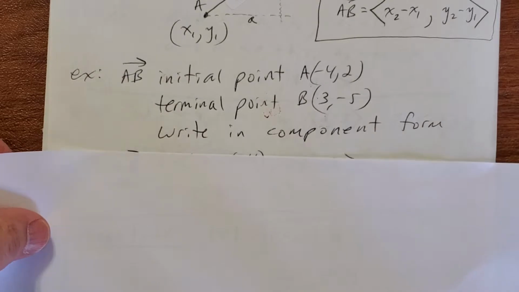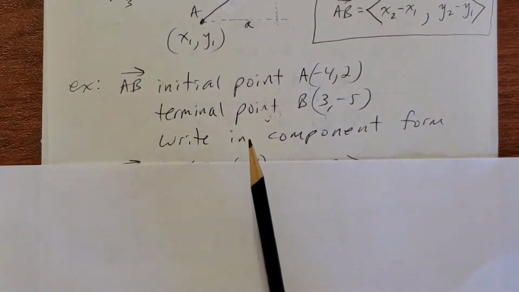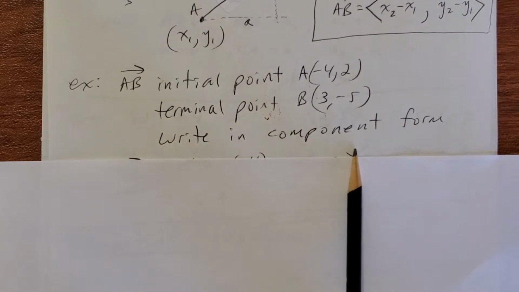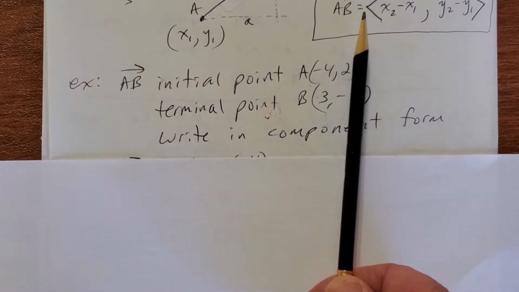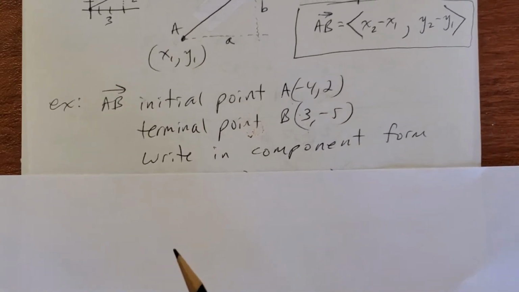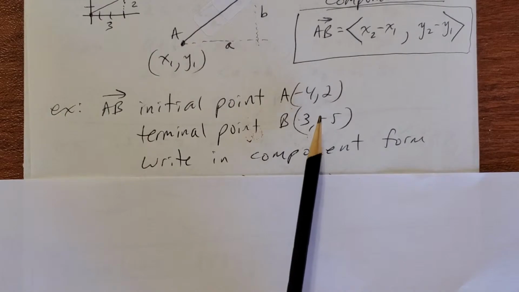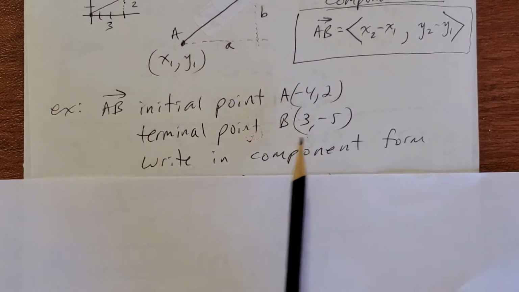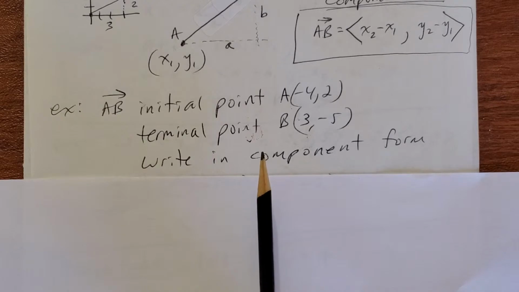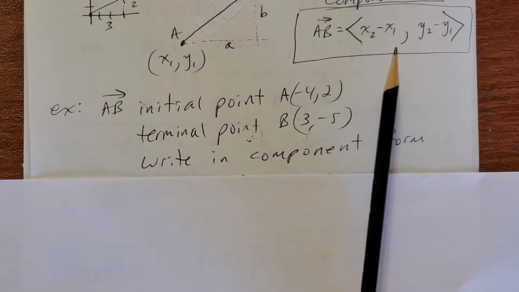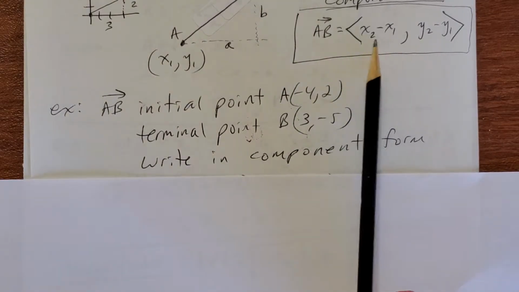So here's an example. I'm telling you the initial point, the starting point A is at -4, 2. The terminal point is at B, 3, -5. So write the component form. We're going to do what it says in this box here. This is some diagonal of an arrow, and I want to know how far is it across, the A part, and how far is it up and down, the B part. And how do we do that? It's right here. We're going to take the x's subtract and the y's subtract.